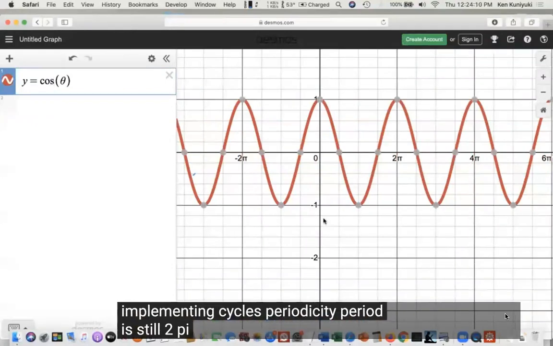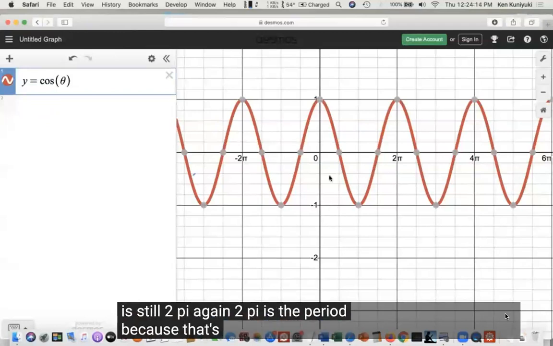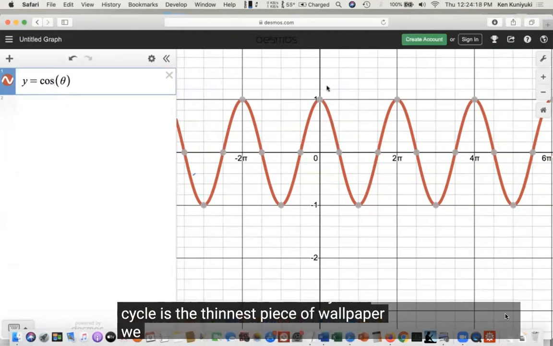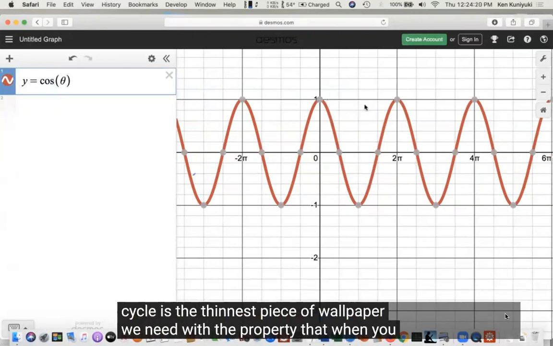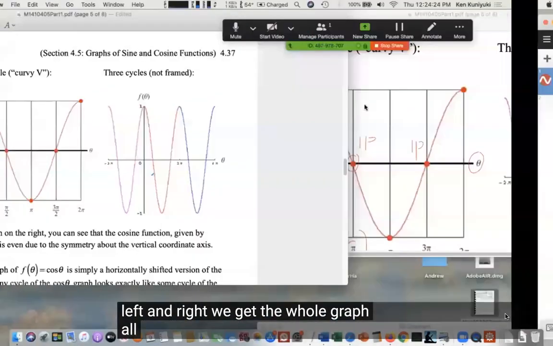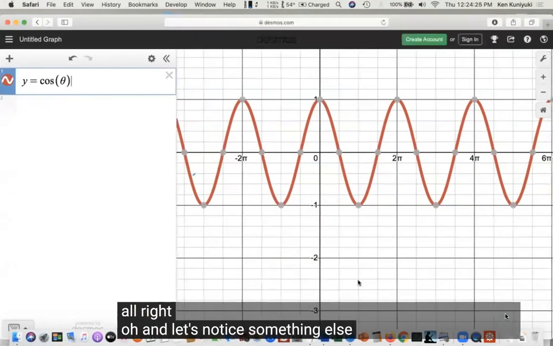Periodicity. Period is still 2 pi. Again, 2 pi is the period because that's the width of a cycle. A cycle is the thinnest piece of wallpaper we need, with the property that when you repeat it forever, left and right, we get the whole graph. All right.